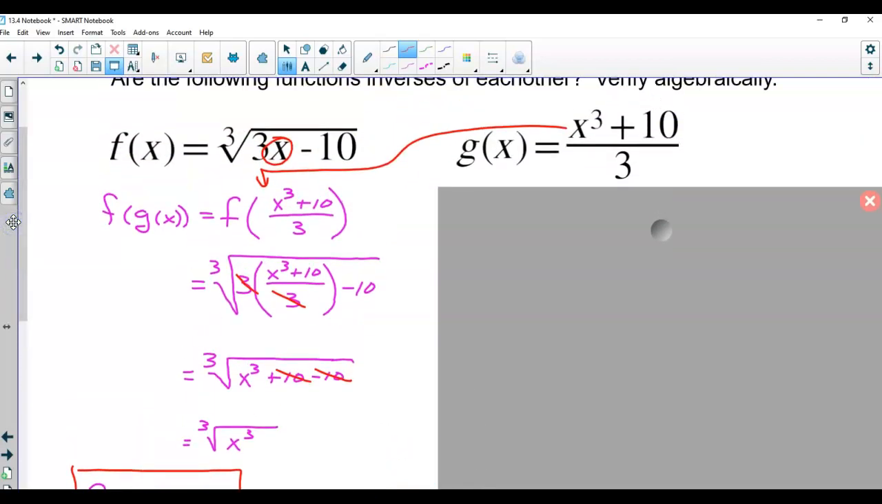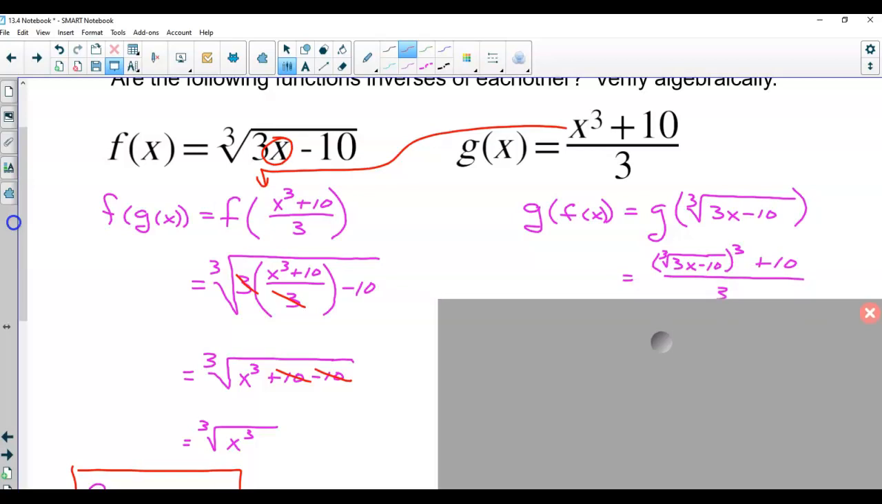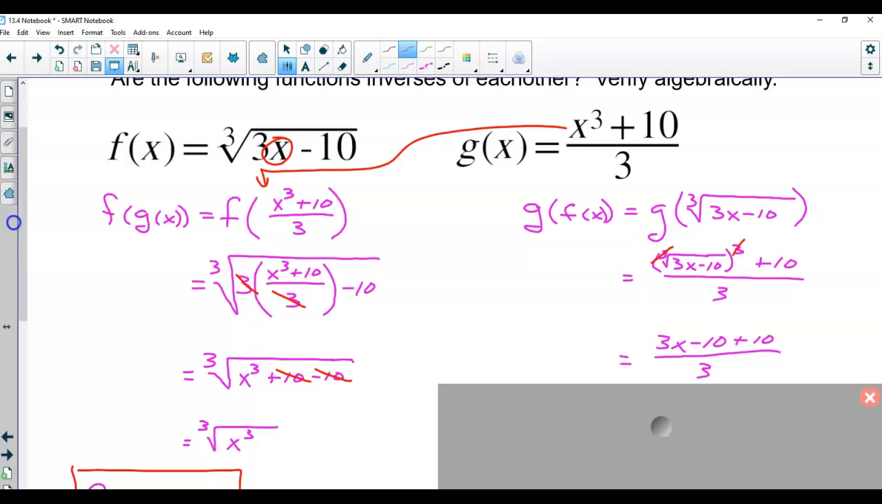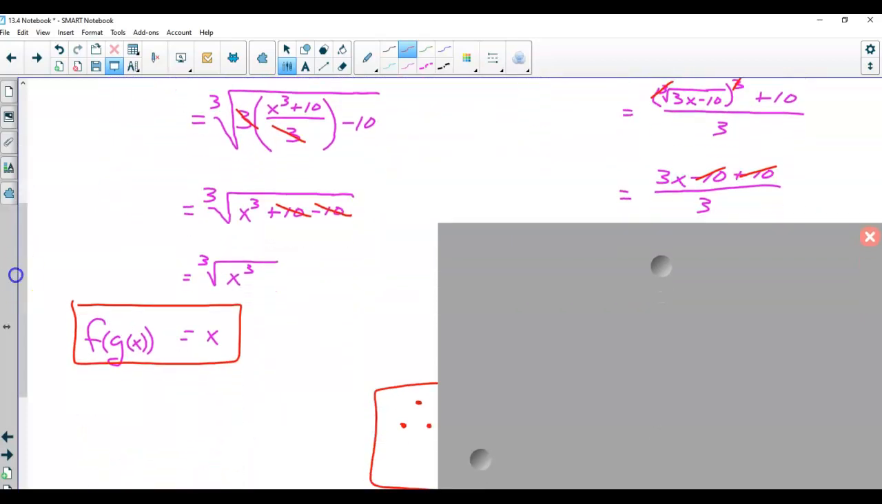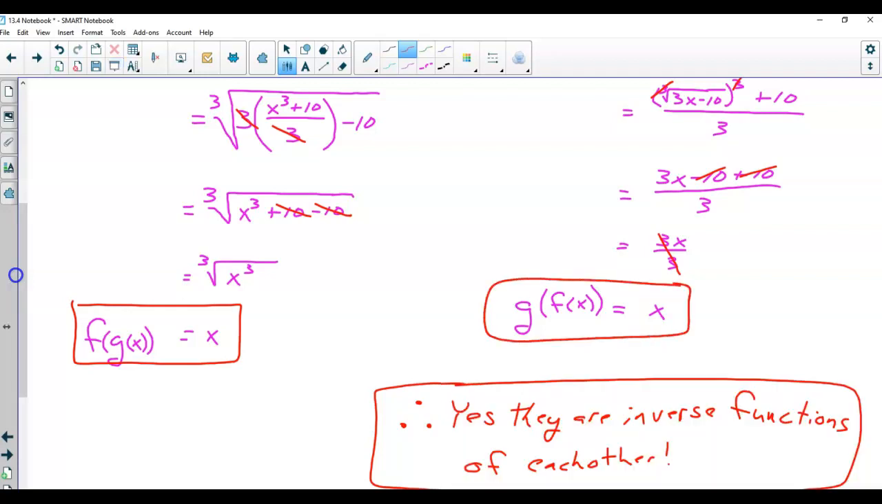Then I got to not only find f of g of x, we got to find g of f of x. And what I got to do is plug that in. So as I'm coming through here, this cube gets rid of that cubed root, and I have 3x minus 10 plus 10. I can see these 10's go away, and the 3's will reduce out, and g of f of x equals x, because both of them simplify exactly and only to x. Therefore, yes, they are inverse functions of each other. Okay, that's what we did yesterday.